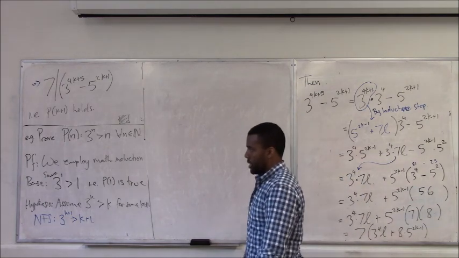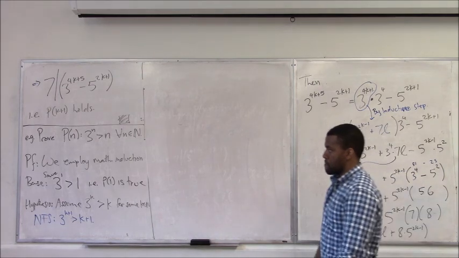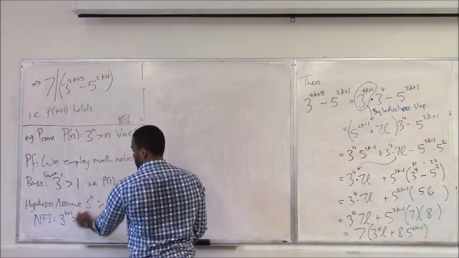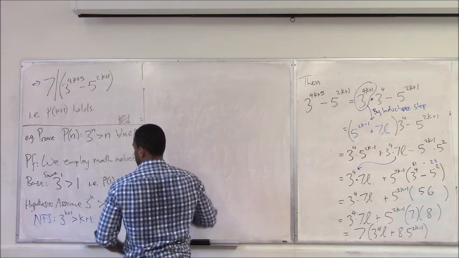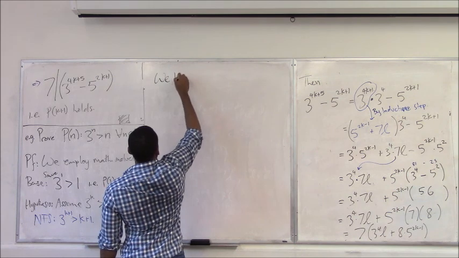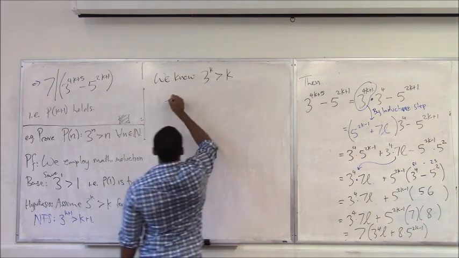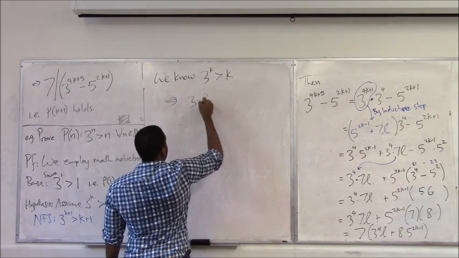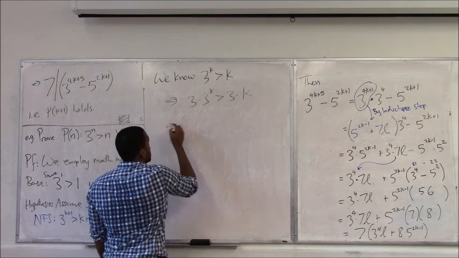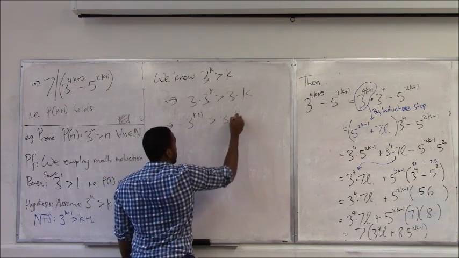How would we go about doing that? Multiply both sides by 3. Yeah, seems to make sense. 3 to the k plus 1 is just 3 times this, right? So we know 3 to the k is bigger than k. This would mean if I multiply both sides by 3, the inequality will stay the same. This means that 3 to the k plus 1 is bigger than 3k.